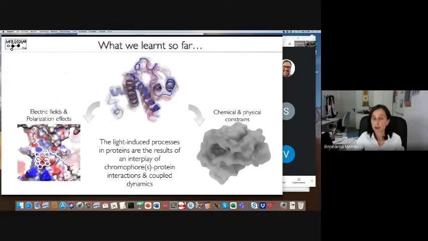So to conclude, what comes out from all these analyses is that light-induced processes in proteins are the result of a delicate interplay of chromophore-protein interaction and coupled dynamics. So the protein acts through electrostatic field, polarization effect, and chemical and physical constraints like hydrogen bonding, binding pocket constraints, and so on.